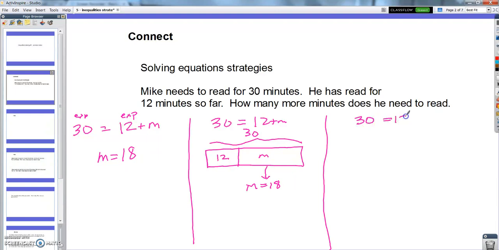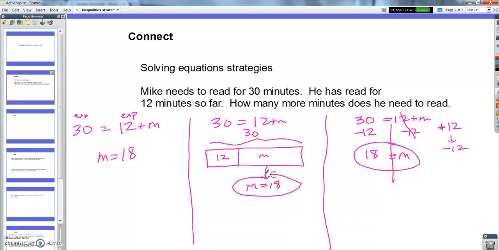Third one was inverse operation, where I could say, okay, that is M, what's happening to M, and it's having 12 added to it. So I'm going to do the inverse operation, which is to subtract 12 from this side and subtract 12 from this side, and then 12 minus 12 is 0. So I get M equals 18. And in all 3 cases, I got the same thing. So we're going to do a slightly different situation than this today.